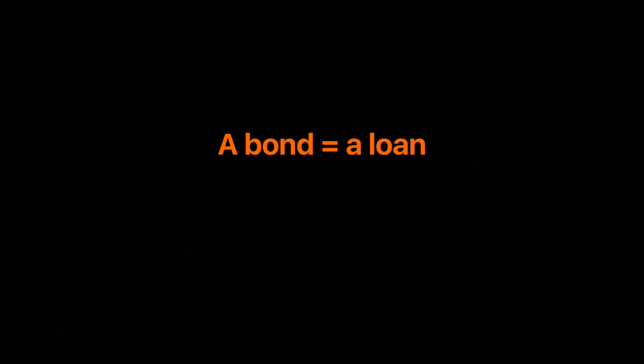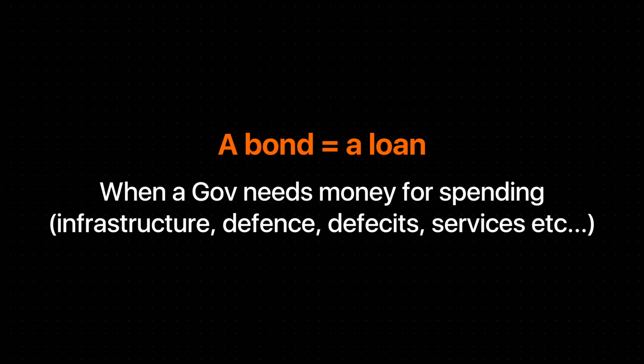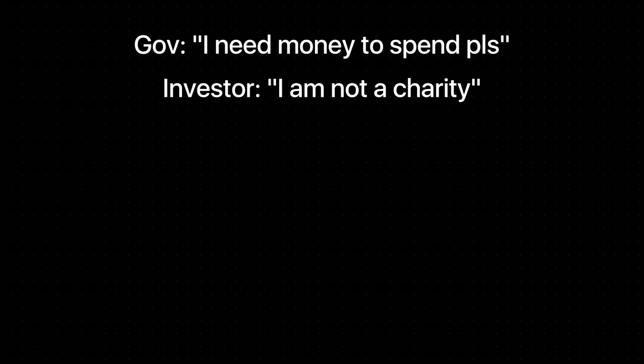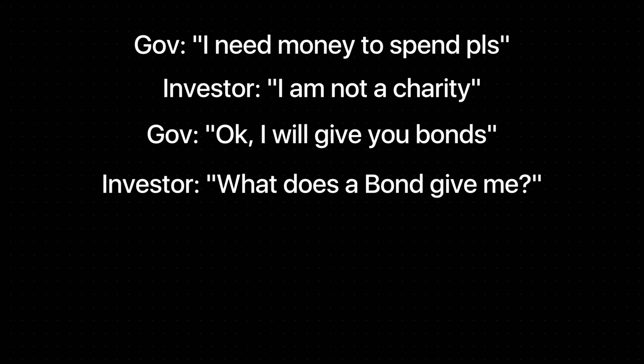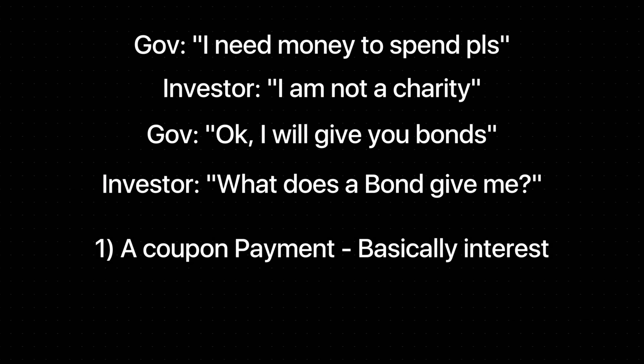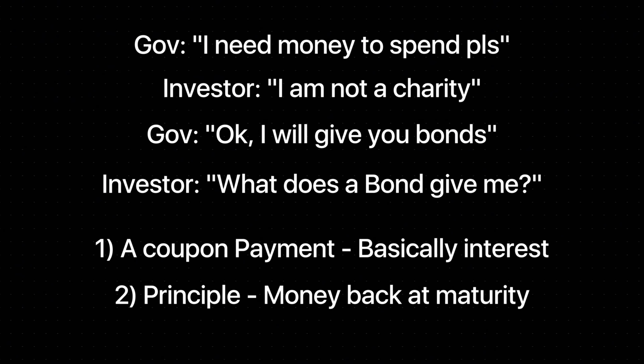At its core, a bond is simply a loan. When the US government needs money for infrastructure, defense, to cover deficits, or general spending, it borrows money by issuing bonds. When an investor decides to buy the bond, they're essentially lending the government money, and for buying the bond, you get two things in return. First of which is what's called a coupon payment. Payments are essentially just interest, like what you would pay on a mortgage or a general loan you take from the bank. And secondly, the original amount called principal, and this is returned at the end of a bond's life, and this is what we call maturity.